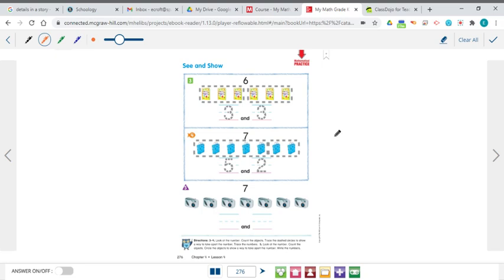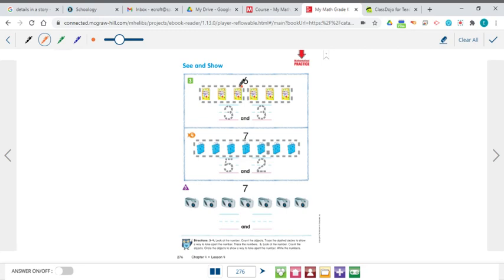So we are on page 276. They've done the first couple of examples for you, and all you need to do is trace it. But let's go ahead and talk through it. Now remember, we're going to be drawing two circles or two rings around the objects. And every time we do that, you have to make sure you're including every single object in one of those circles. All right, so you can't leave any out.